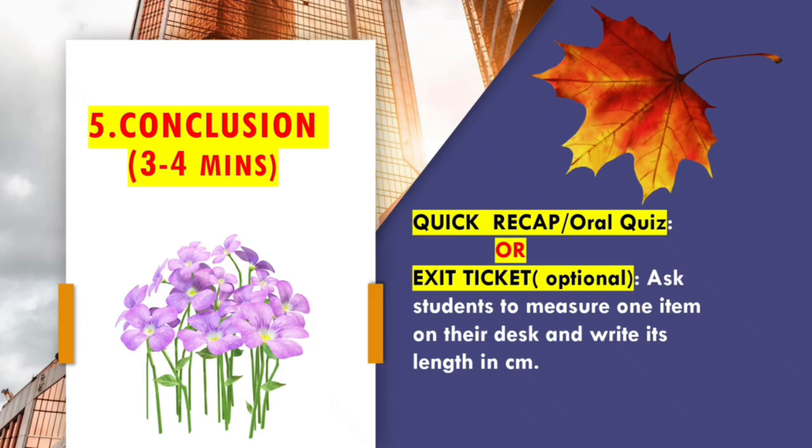Then comes the conclusion or the closure. This will take 3 to 4 minutes, and you can have a quick recap or an oral quiz by asking a few questions. What is length? Or name 4 units of length, where children may answer meter, centimeter, whatever they have learned in the classroom. That is going to have a very positive impact on your class if they're answering well, on the panel sitting over there.